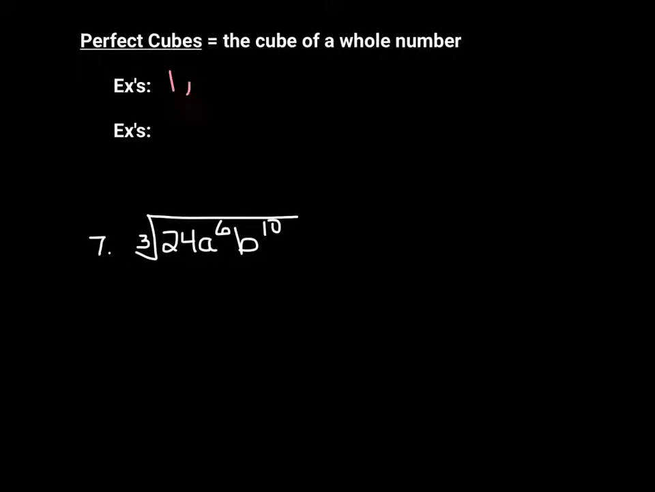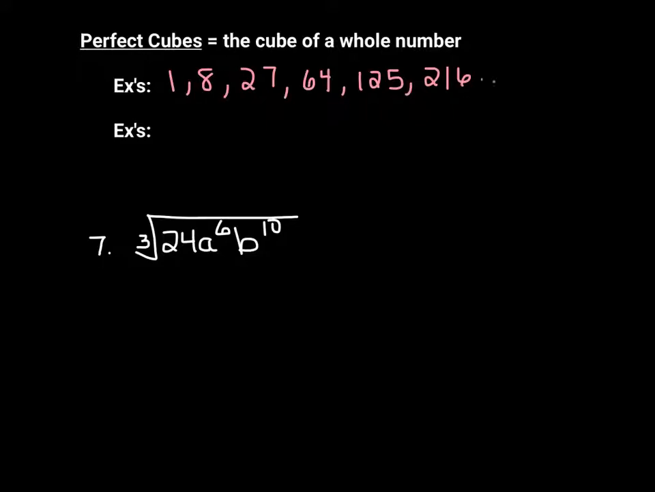2 cubed, 2 times 2 times 2 is 8. 3 cubed, 3 times 3 times 3 is 27, and so on. So I'm just going to list a few of these out. So 4 cubed is 64, 5 cubed is 125, 6 cubed is 216, and the list will just keep going. So I'm just going to write dots.